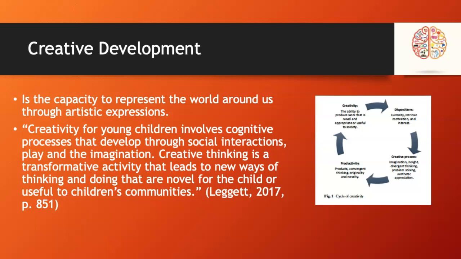So if we look here to the right at this creativity cycle, we're going to start over to the right, top right, where it says dispositions. And we see that in order for the child to be creative, there's certain dispositions that need to be in place. And these dispositions can also be termed cognitive processes. So curiosity, intrinsic motivation, and interest are going to be dispositions that the child needs in order to be involved or engaged in a creative process.